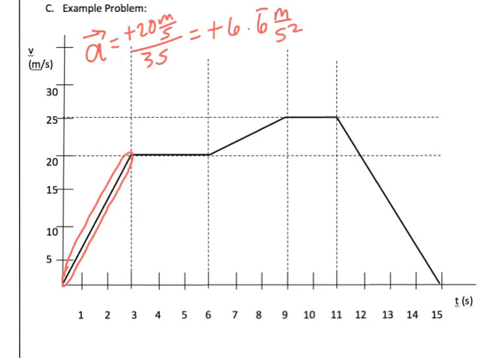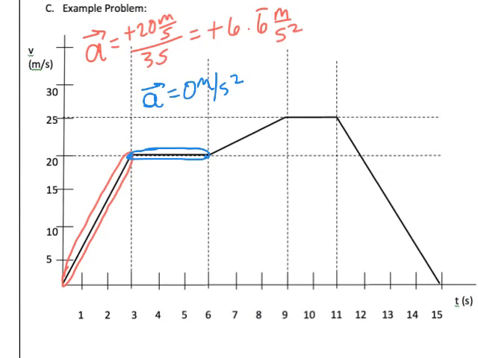The next part in the example question asks you to find the acceleration from 3 to 6 seconds. So that means we're going to be looking for the slope of this section right here. Hopefully you can tell that it has a slope of 0. So for part B, you would say the acceleration is 0 meters per second squared.